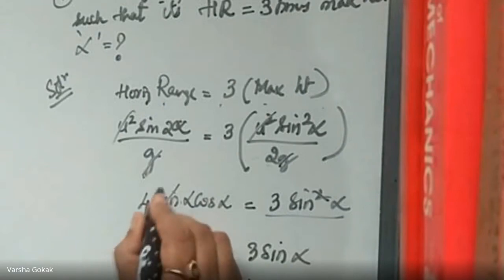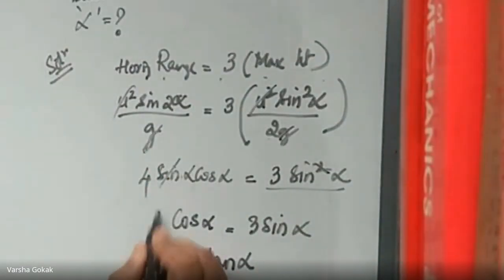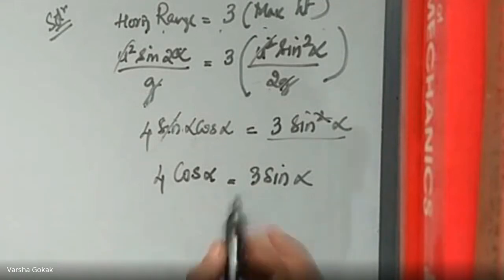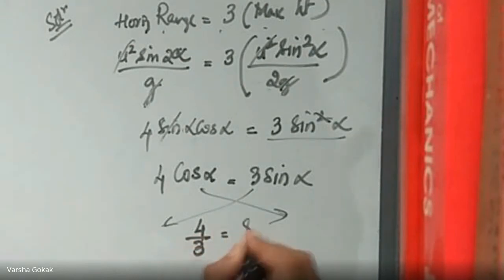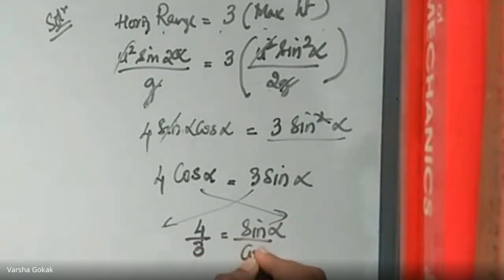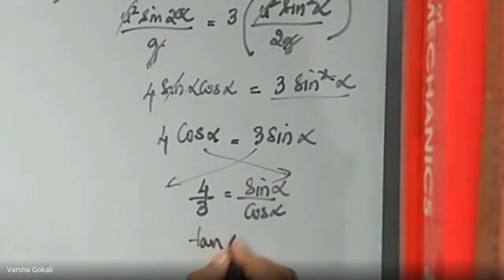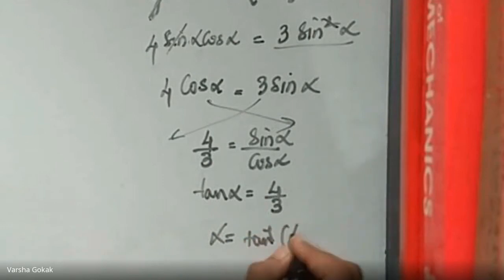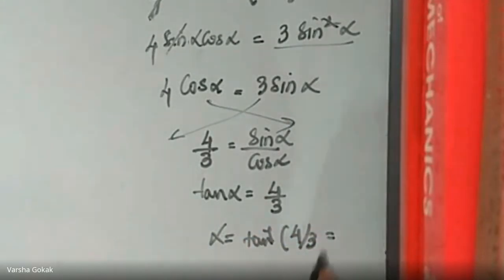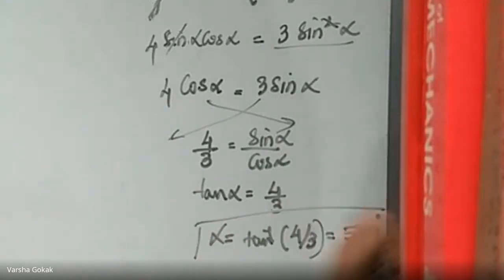So this became 4. I'll send the 2 here. This became 4, so this is 4 cos of alpha. So then cos comes here, and 3 will come on the other side. So 4 divided by 3 is going to be equal to sine alpha divided by cos alpha, which is tan alpha equal to 4 by 3, or alpha is tan inverse 4 by 3. What is this value? 53.13 degree. This is the angle alpha that they had asked us to find.